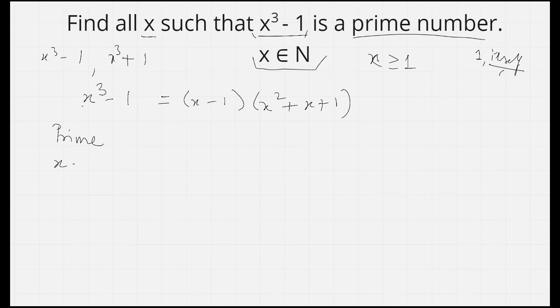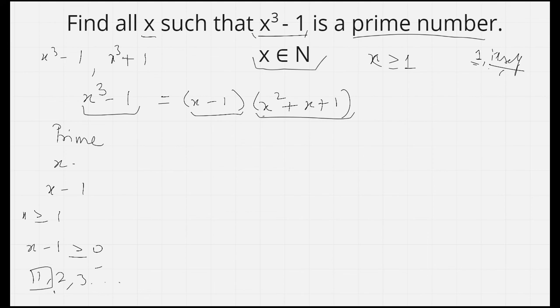So when will this be prime? When it has only one factor other than 1, right? Which would be itself. But for any number, since x is greater than or equal to 1, they both are increasing functions. X minus 1, for x greater than or equal to 1, is greater than or equal to 0, right? So it can take values 1, 2, 3. So it takes 1 in only one case. In all other cases, it takes a value greater than 1.